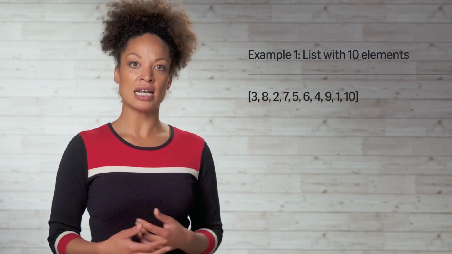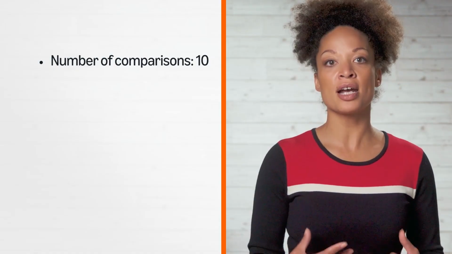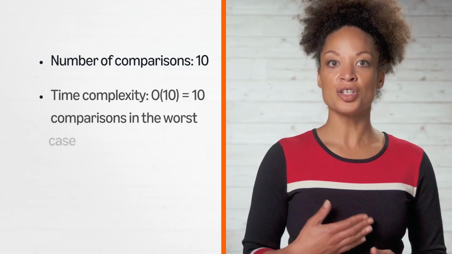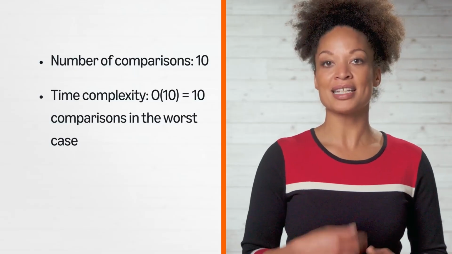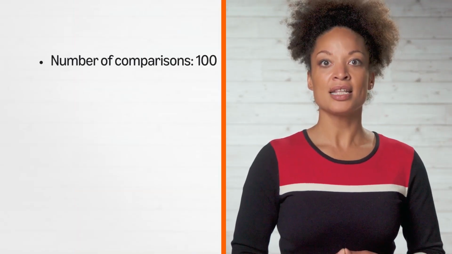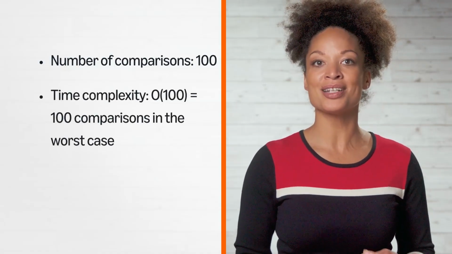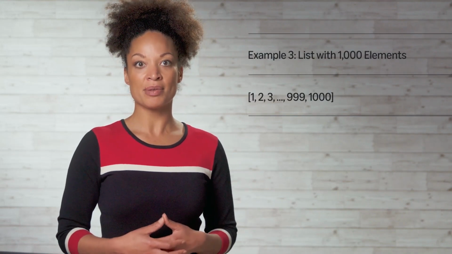Suppose you have a list of 10 elements. In this example, the last number in the array is 10. So for the program to find the target value of 10, it would first check all 9 elements before finally finding the target at the 10th position. Now imagine a list with 100 elements. If you're searching for the number 100 at the end of the list, the linear search will check all 99 elements before it reaches the 100th one. Finally, consider a list with 1,000 elements.